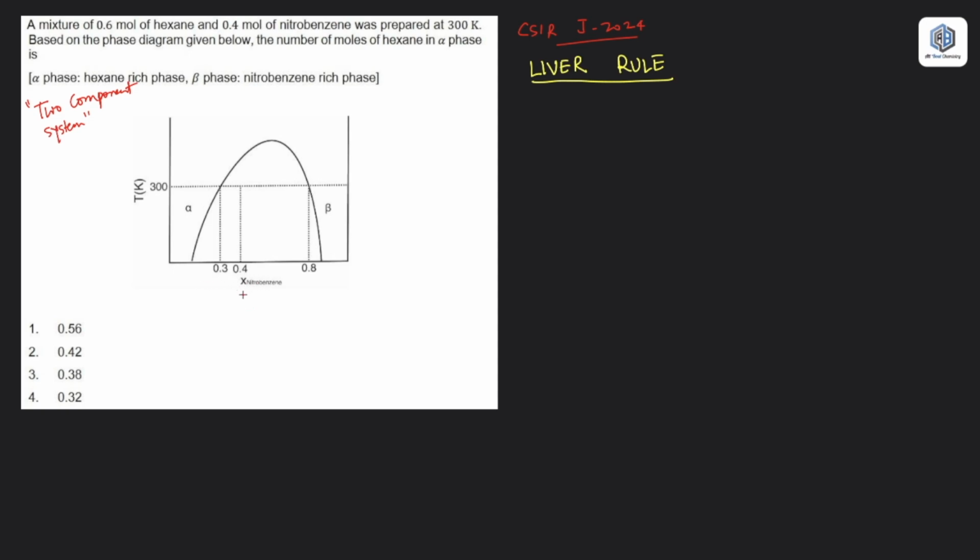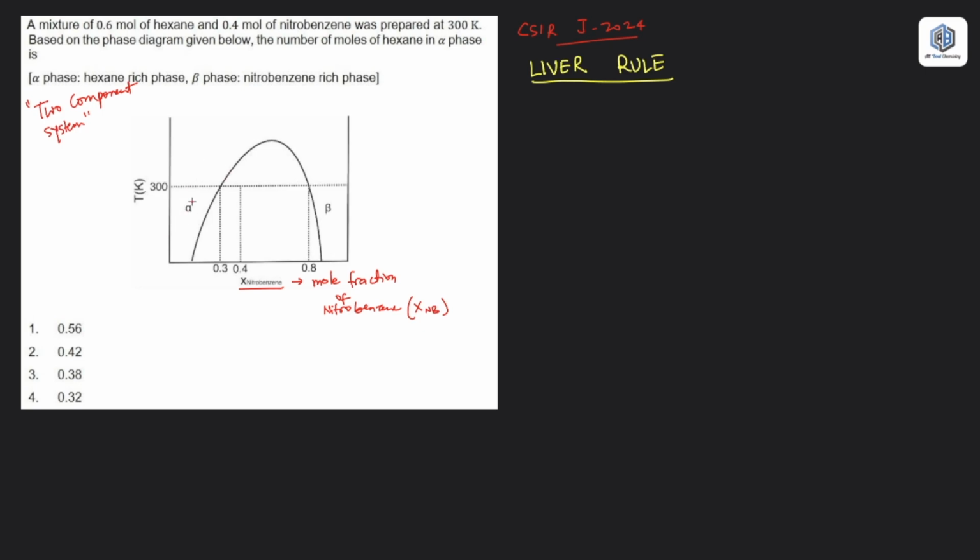So you are plotting the mole fraction of nitrobenzene, written as x nitrobenzene, or in short we will write it as, let's say, x NB. Okay, now the values you are seeing over here say that at this point the mole fraction of nitrobenzene is 0.3, here the mole fraction of nitrobenzene is 0.4, and here the mole fraction of nitrobenzene is 0.8. Now understand the system, okay.